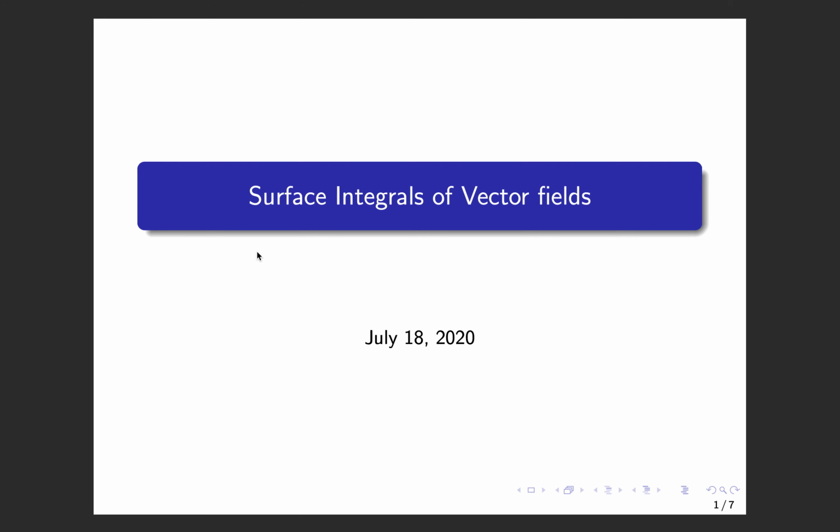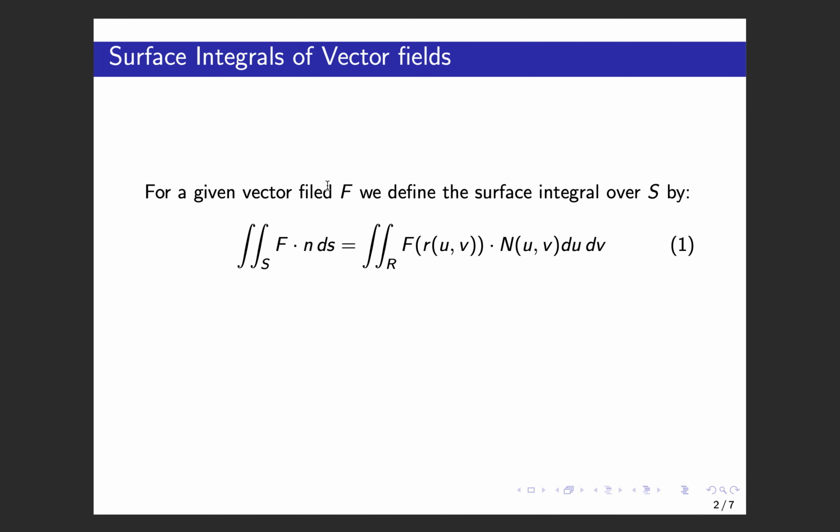Hello everyone. In this video, I will go over an example of a surface integral of a vector field. So given a vector field f, we denote a surface integral by a double integral sign over the surface S and the dot product of the vector field and the vector surface element.